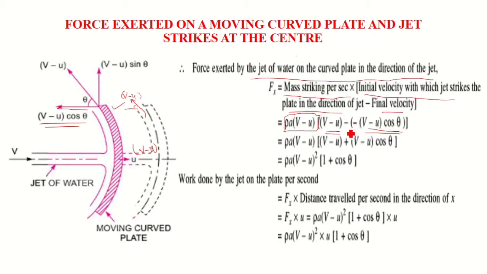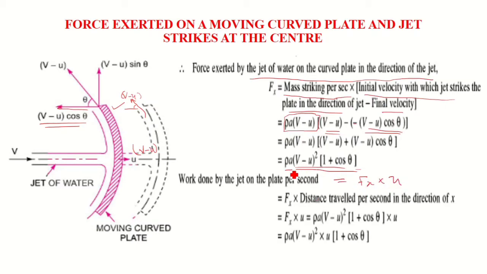term will come here. So taking out the (v minus u), rho a (v minus u) whole square will come here into (1 plus cos theta). The minus and minus will become plus. So the force exerted in the x direction will be rho a (v minus u) whole square into (1 plus cos theta). So now the work done per second will be F of x into u.